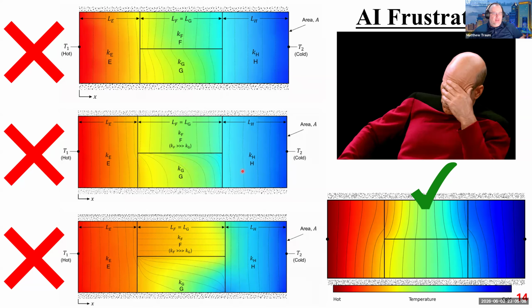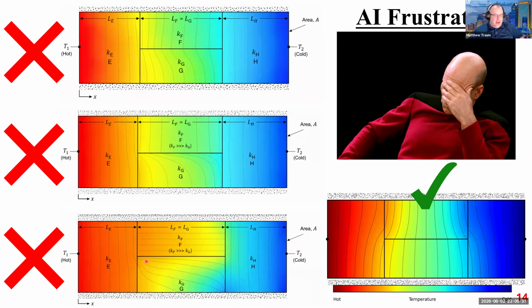So I pointed out the problems there to AI, and it's like, okay, I'll do it again for you. And then it gave me this. I'm like, oh my God, it's just getting worse. So in this case, it made the isotherms, these are lines of constant temperature, parallel to the heat flow instead of perpendicular to the heat flow, which is totally wrong, right? Because flux and temperature have to be 90 degrees from each other, right? Perpendicular to each other.